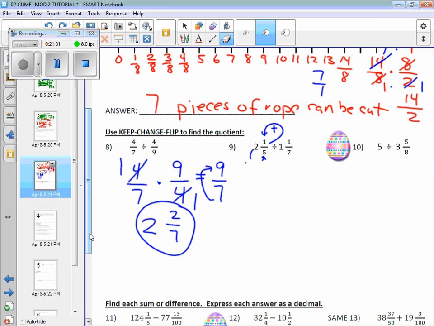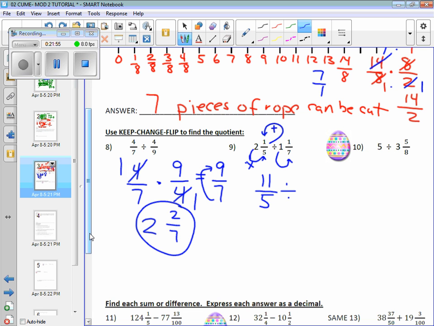Don't need this little 5 here. So 2 times 5 is 10, plus 1 is 11. Denominator stays the same. We're going to keep the division as division. I don't want to do keep, change, flip in the same step as changing to improper fractions. We'll do that in the next step.